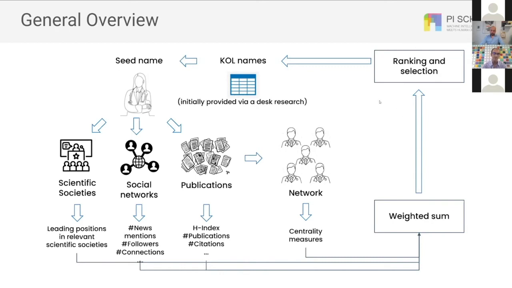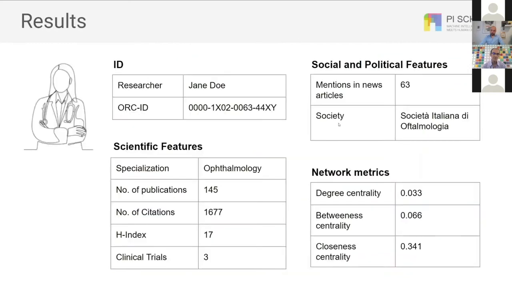We are providing a file which is interactive for the user. So depending on the analysis, you can have more weights for the publications, or more weights to the social or the political. This is an example for a fictional person. So you can have all of these scientific features, specialization, publications. You can also have some features about social and political, and also the position of this person in the network. So how well connected this person is.